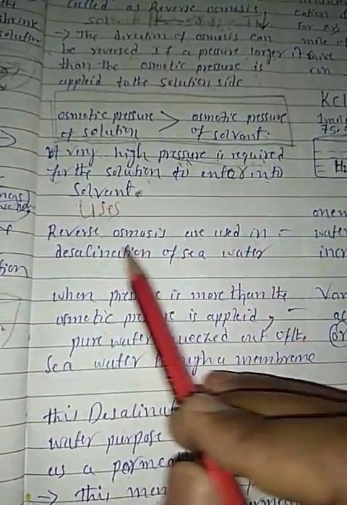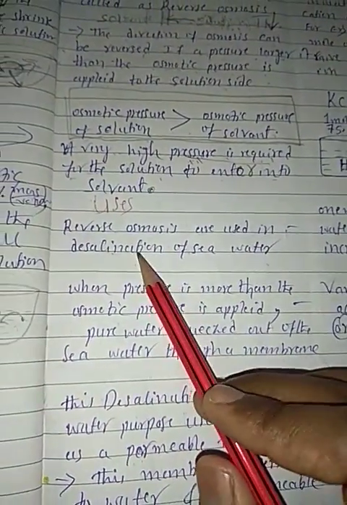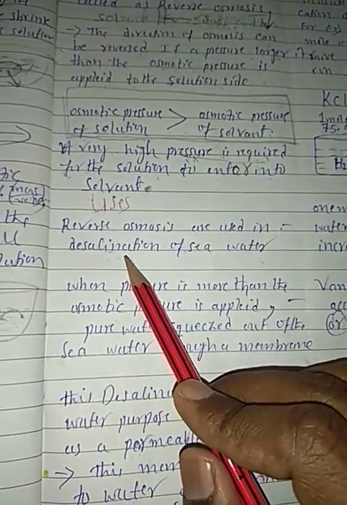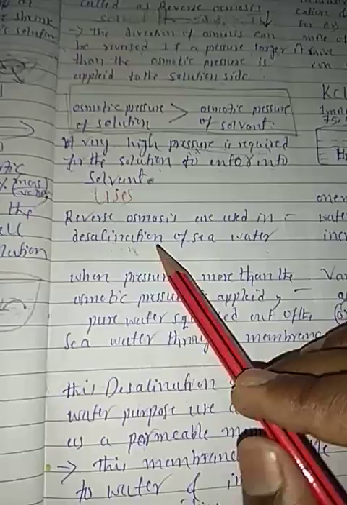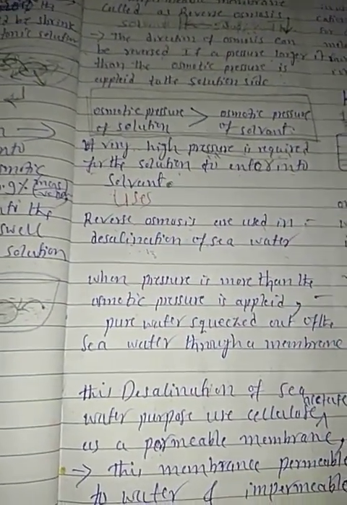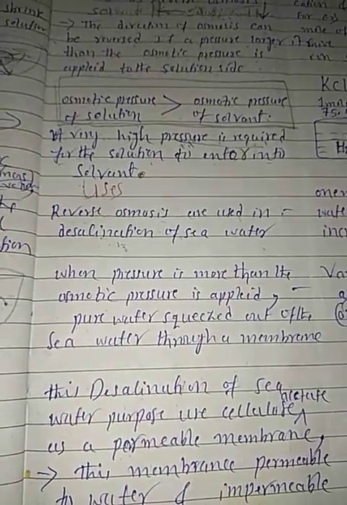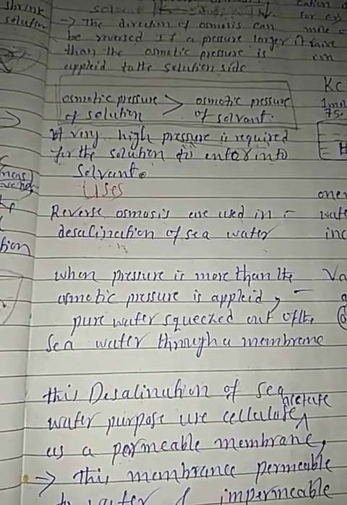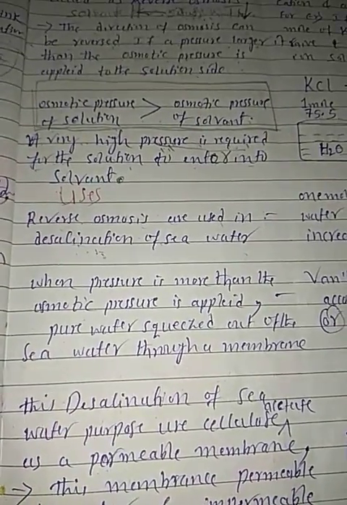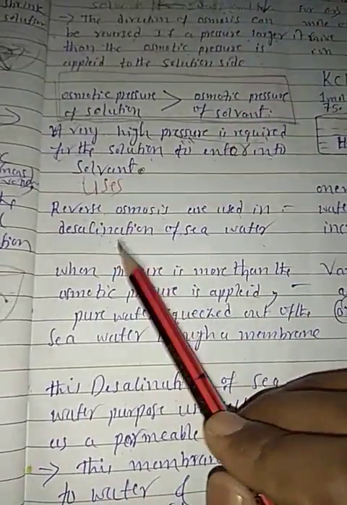Reverse osmosis is used in the desalination of seawater. Desalination means, students, removal of the saltness from seawater, and reverse osmosis is used here. Which countries? The Arab countries, Dubai, Iran, Iraq. Fresh water is not available there, so that's why they are using the desalination process.